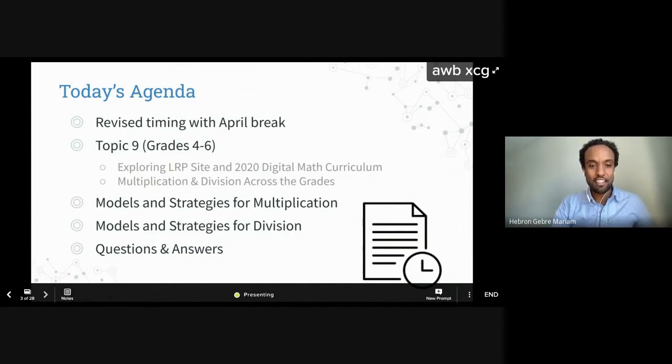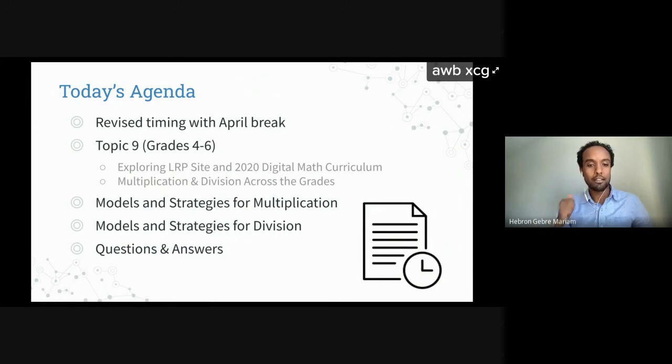So that's our agenda. Again, revised timing, topic 9 curriculum, models and strategies for multiplication and division, and Q&A.